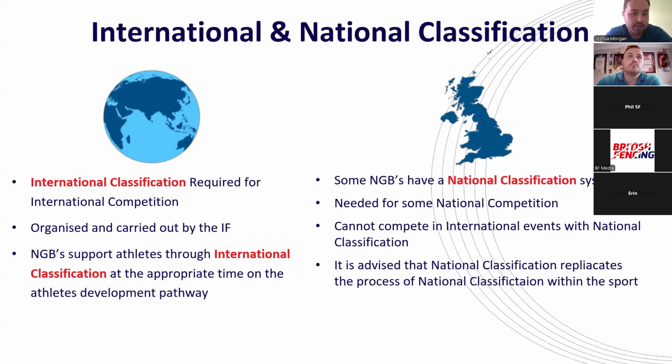Athletes who only have a national classification cannot compete in international events with only that classification. Obviously, you can then go for international classification at an international event and be able to compete as long as you're deemed eligible. But with just a national classification, you can't automatically compete at an international event. It is advised in the UK code that all NGBs that set up a national classification system replicate the process of international classification within their sport, trying to make that pathway from national to international as seamless as possible, and that experience of going through classification as similar as possible. So athletes have an experience of what to expect when they progress onto the international stage.